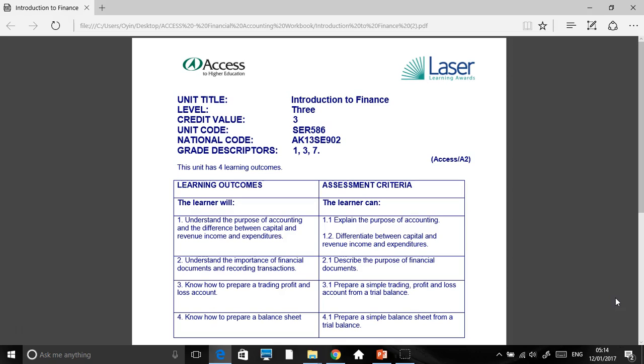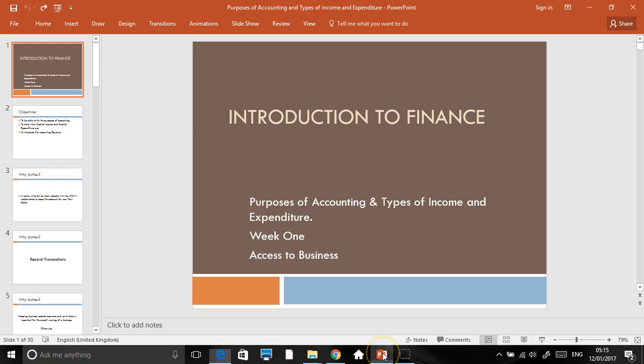Now here's the thing. In the exam, you're just going to have to write about this. So I'll probably say something like, state 5 purposes of accounting, and state the differences between capital and revenue income and expenditure, and give examples. So that's how you will see this come out in an exam. Okay, let's go into this.